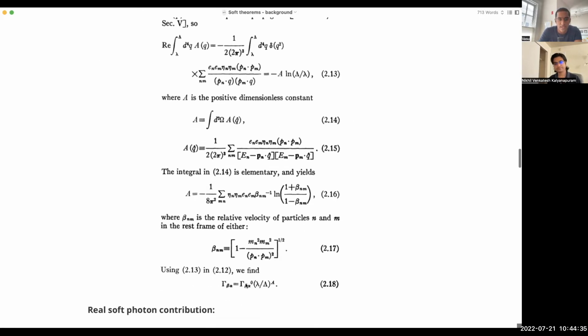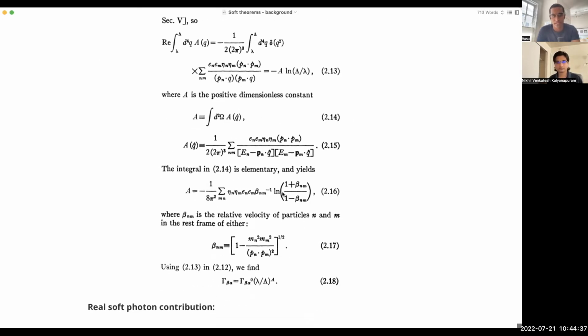Yes. And after some algebra, you discover that it's the following function of the relative velocities between particles n and m, in whosever rest frame you like. It's perhaps worth pointing out that when he says the integral is elementary, he means it in a technical sense. Yeah, it doesn't involve special functions. It's still a slightly difficult integral to evaluate.